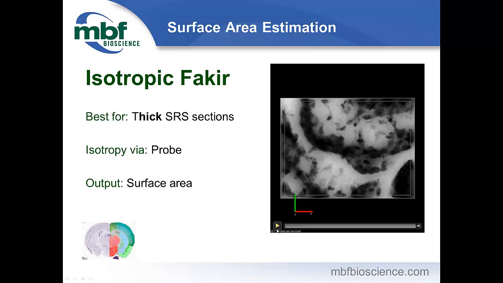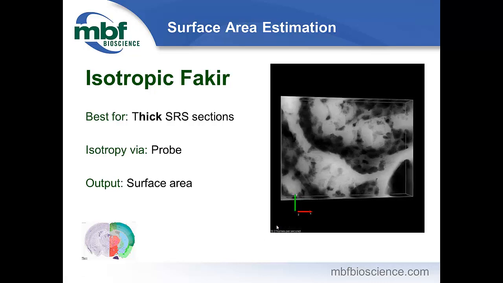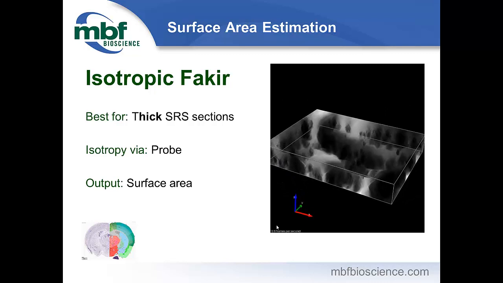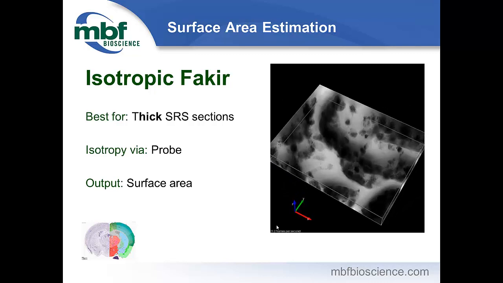So just like with length, we're going to start off with a thick section so that we can make the probe itself isotropic. This is maybe a 40 micron thick image stack of some choroid plexus. If we start the movie here, I'm just going to tilt it a little so that you can see that this is a 3-dimensional image stack. And we're going to try to estimate the surface of this choroid plexus.